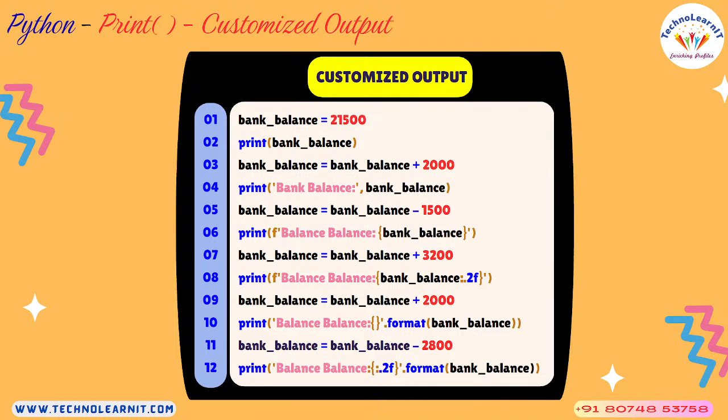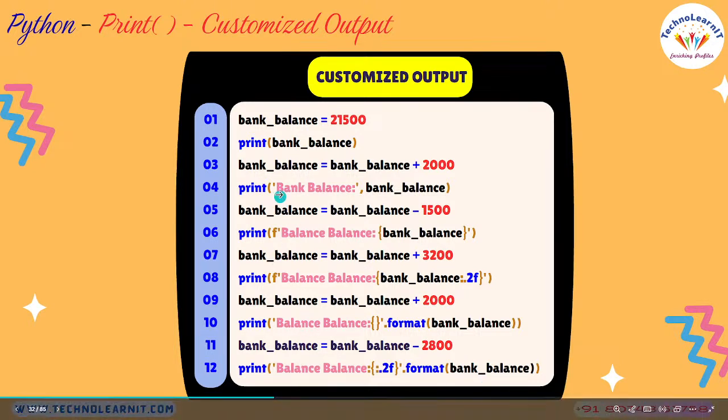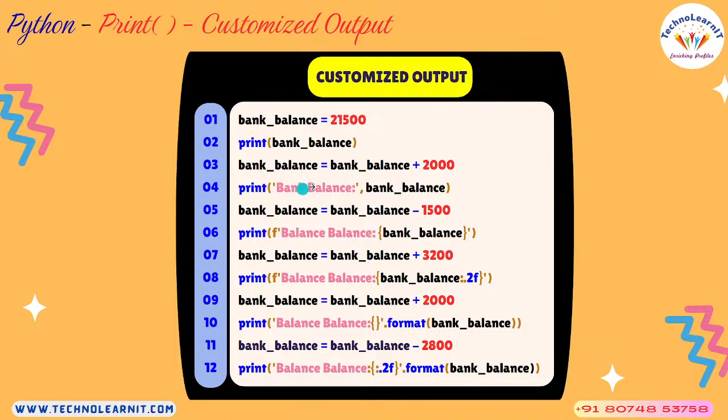There are different ways to do that. You can take a variable bank balance and you can print it out. Then once you do a transaction of 200 credit, you can add 2000 to bank balance and update the bank balance. And see here you are descriptive, right? You are saying bank balance colon and then bank balance. So you can see this bank balance message printed in the output. Okay, this is one way.